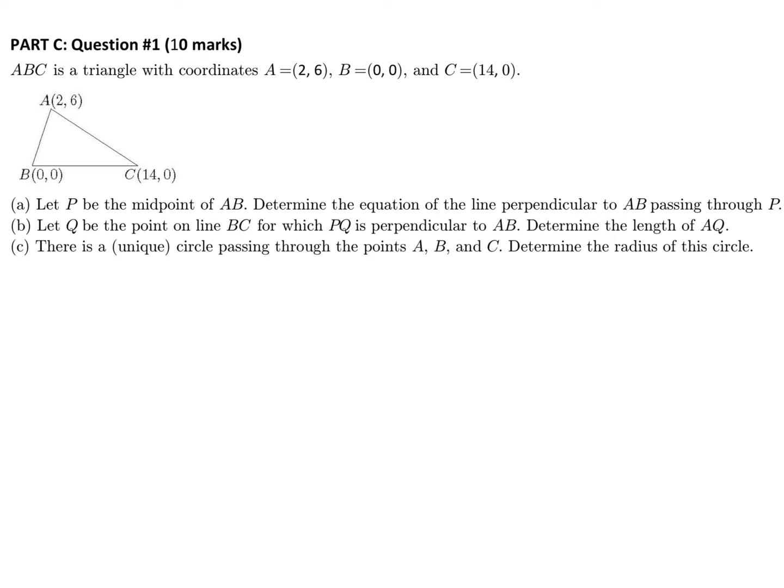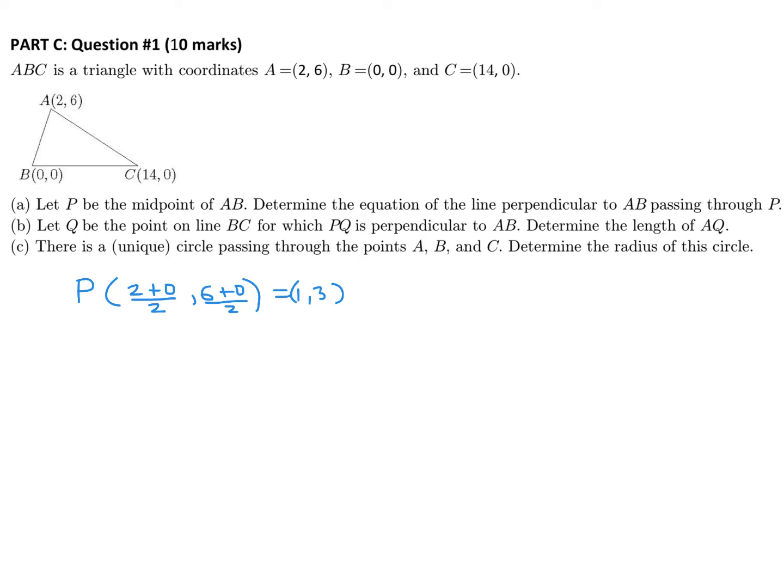First, let's find the midpoint of AB, P. So that's just using the midpoint formula. (2 plus 0) divided by 2, (6 plus 0) divided by 2. And that is (1, 3). So that is the midpoint.